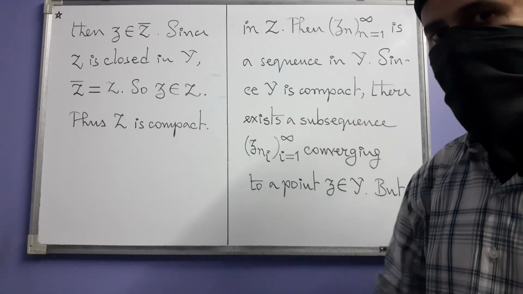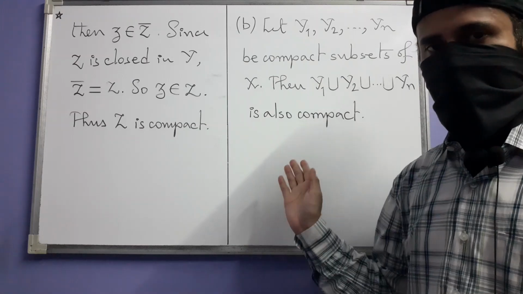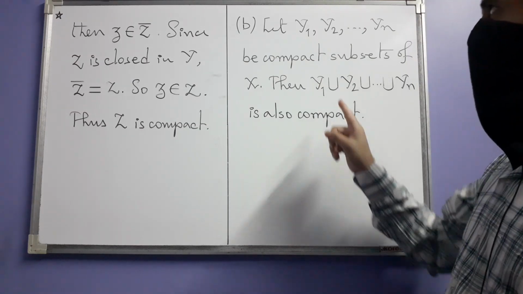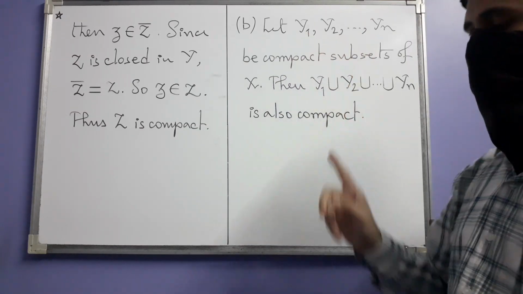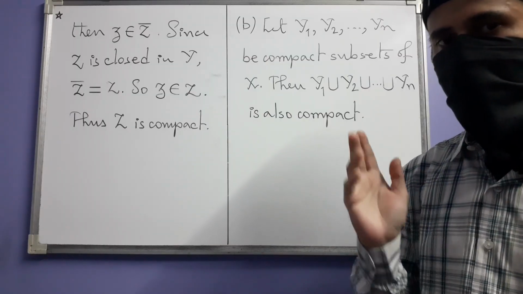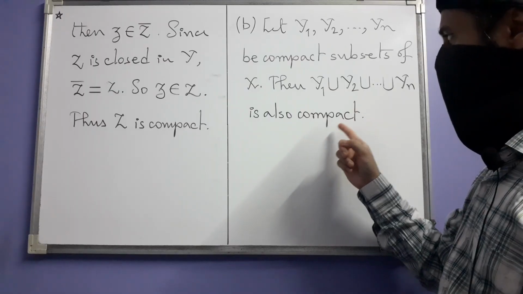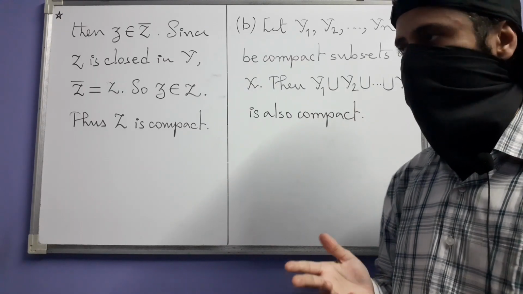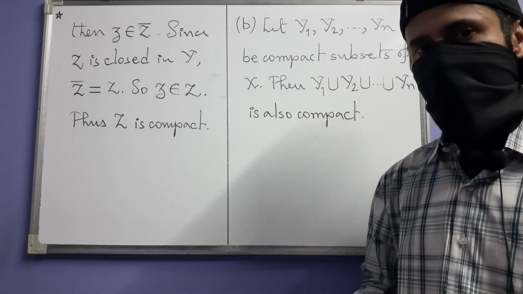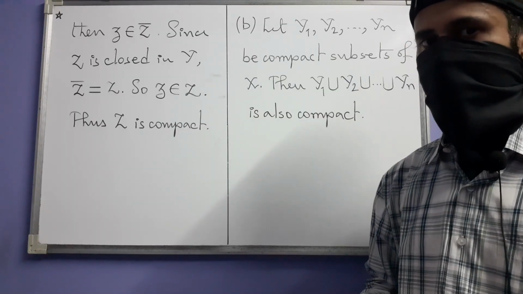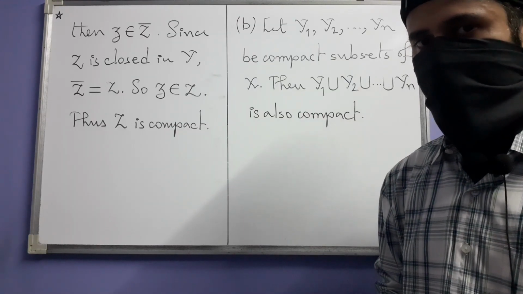Now let's go to part B. Part B states that if these Yi's are compact subsets of X, finitely many of them, n number of them, then their union is also compact. In other words, the union of finitely many compact sets in a metric space is also compact.